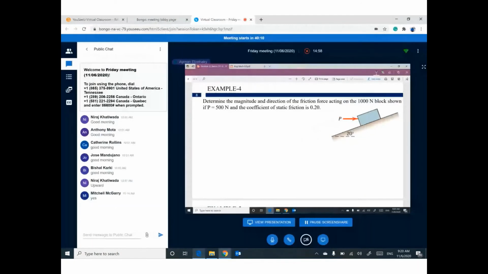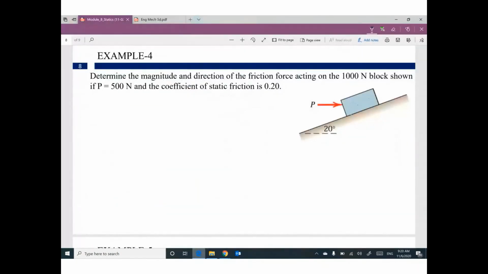Okay. Let's see what's going on in this one. We have an inclined surface with angle 20. Determine the magnitude and the direction of the friction force acting on the 1000 Newton block. This block has a weight W equal 1000 Newton, vertically down. We have a force P which is horizontal. This P is given as 500 Newton, in a horizontal direction.